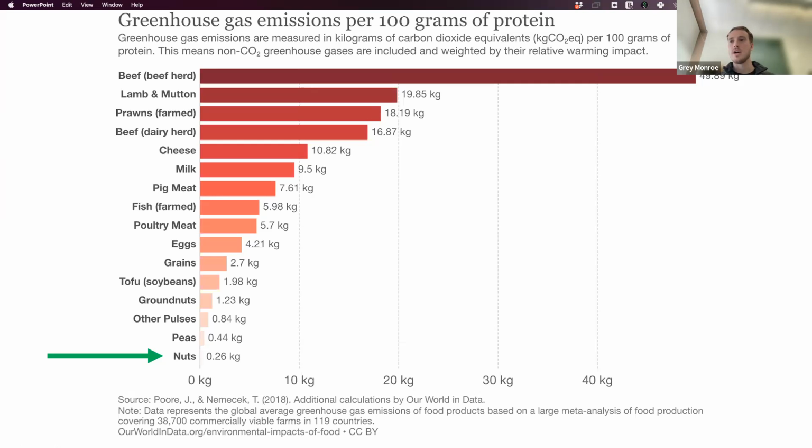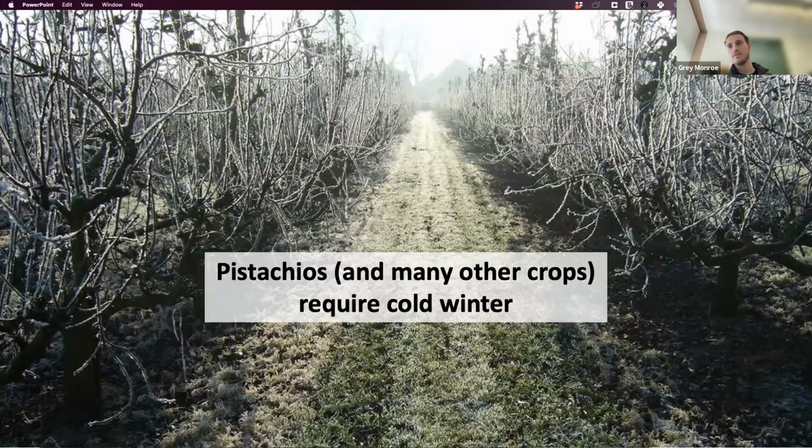Here's the challenge though. Pistachios and a lot of other crops, including many other nut crops and fruit crops, require a cold winter. So here's a picture of an orchard. You know, we have this frost on there, and this type of experience. So these pistachio trees need to experience cold winters. They have to go through a period of cold. It's called vernalization. It's required for them to properly flower in the spring. So this dormancy period during the winter is an important trait in crop species like pistachio.